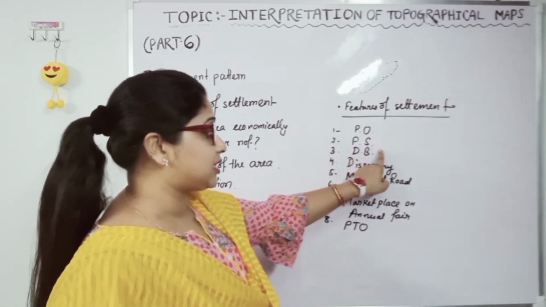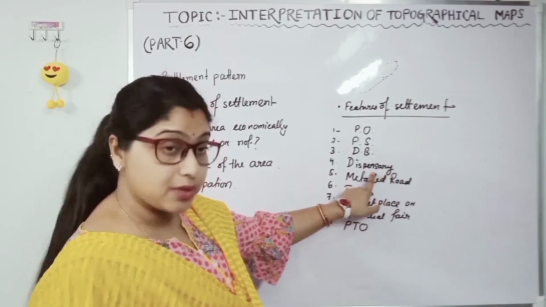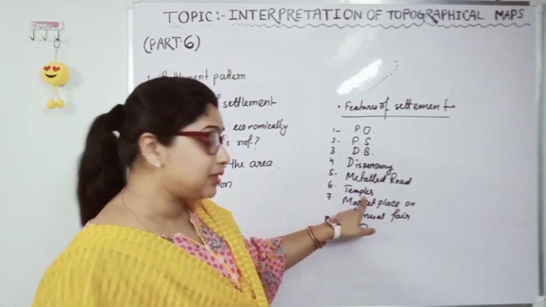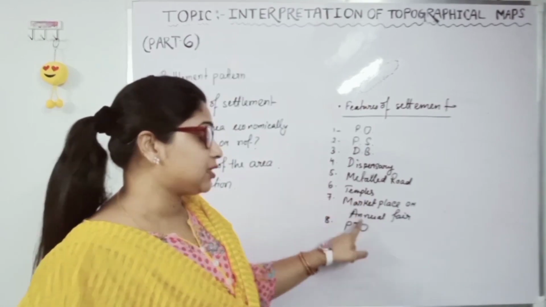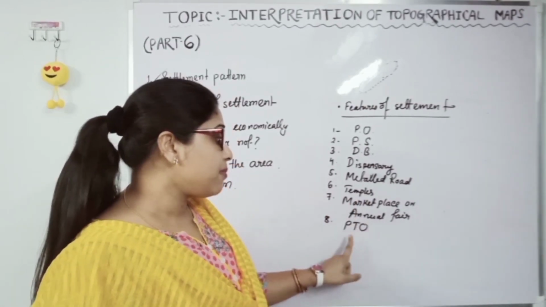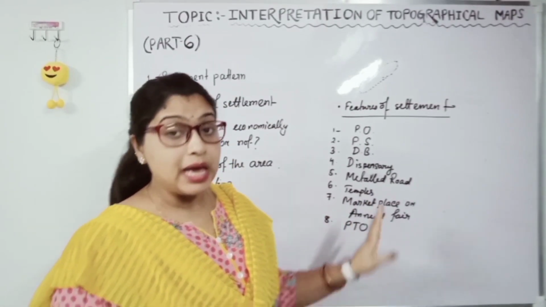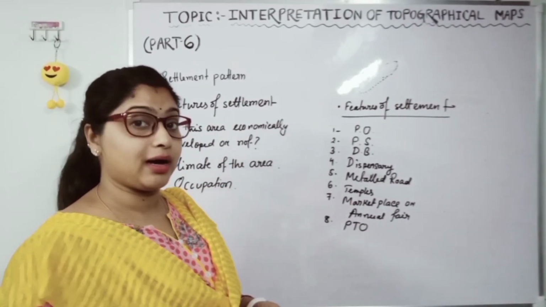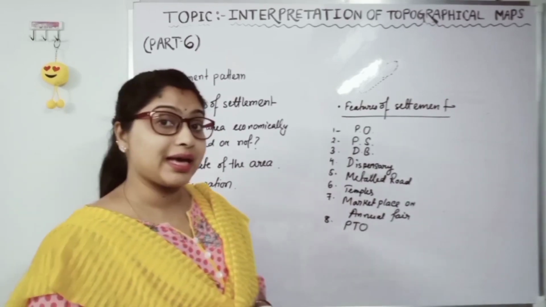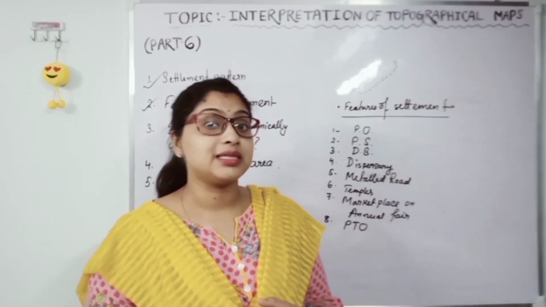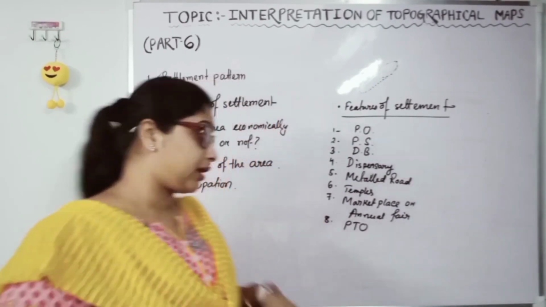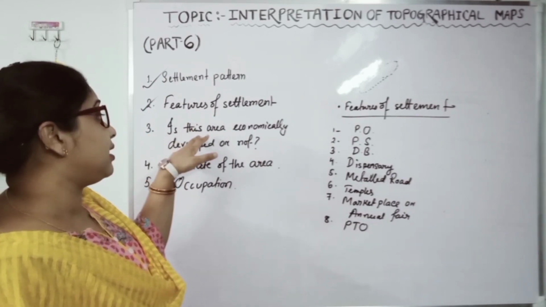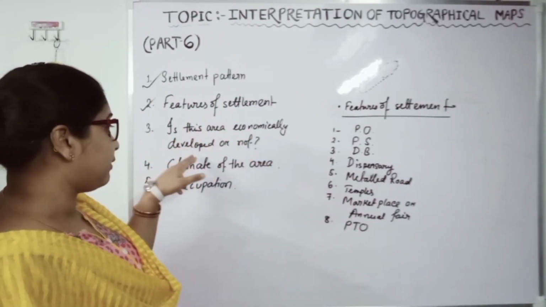Post office, police station, dak bungalow, dispensary, then metal road, then temples, then a marketplace or annual fair, and post telegraph office. If these kinds of features are present in the settlement, we can easily say that yes, this is an economically developed settlement area. The third question I have just written: is this area economically developed or not?